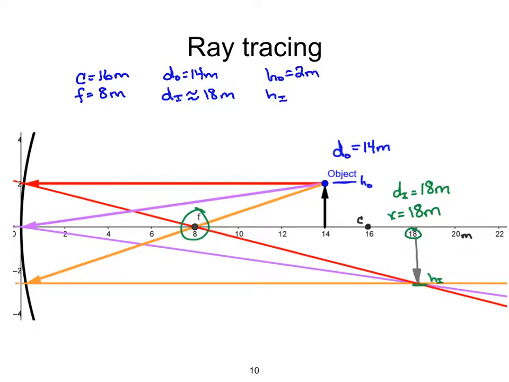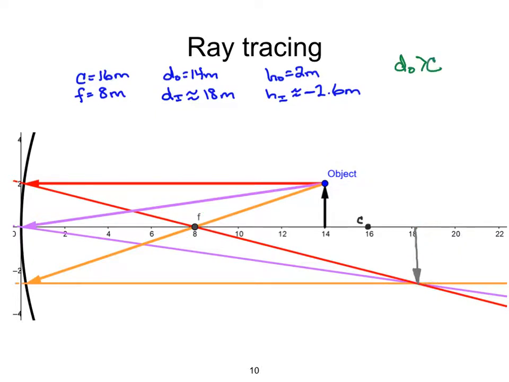However, the image is upside down, so we should really say that the height of the image is negative 2.6 meters. So we can summarize the properties of this particular diagram. DO is greater than C, DO is less than the absolute value of DI, HO is less than the absolute value of HI, the image is inverted.